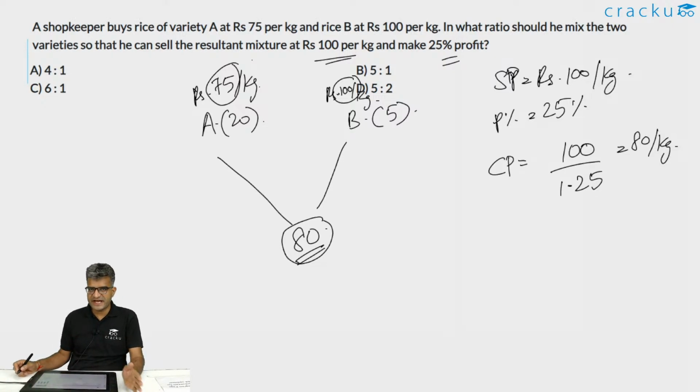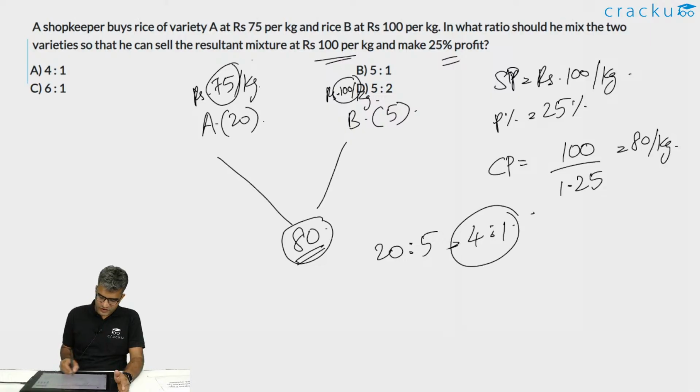So the ratio in which A and B should be mixed is 20:5, which is equal to 4:1. So the answer for this question is option A. Let us look at the next question.